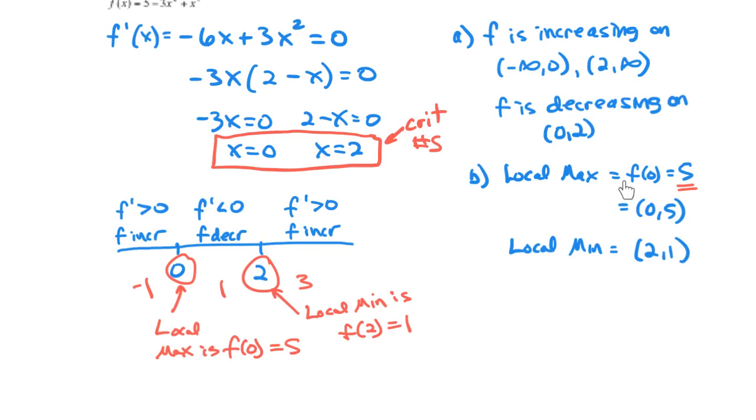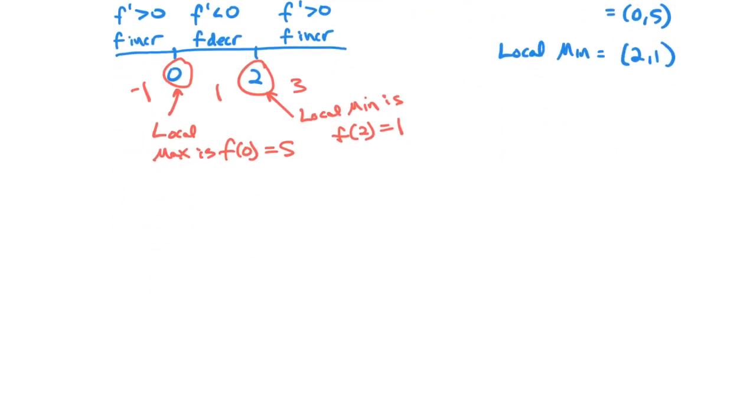Or of course you could write it this way too and say f of 2 is 1. But what's important is we need to get the y values here. So local max occurs at 0, 5. Local min occurs at 2, 1. So that takes care of part B. Part C says find the intervals of concavity and the inflection points. And now this is something that we haven't done yet.